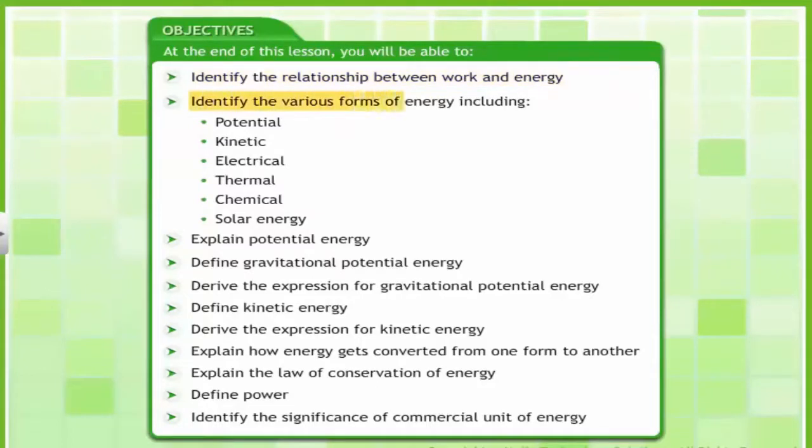Identify the various forms of energy, including potential, kinetic, electrical, thermal, chemical, and solar energy. Explain potential energy. Define gravitational potential energy. Derive the expression for gravitational potential energy. Define kinetic energy. Derive the expression for kinetic energy.